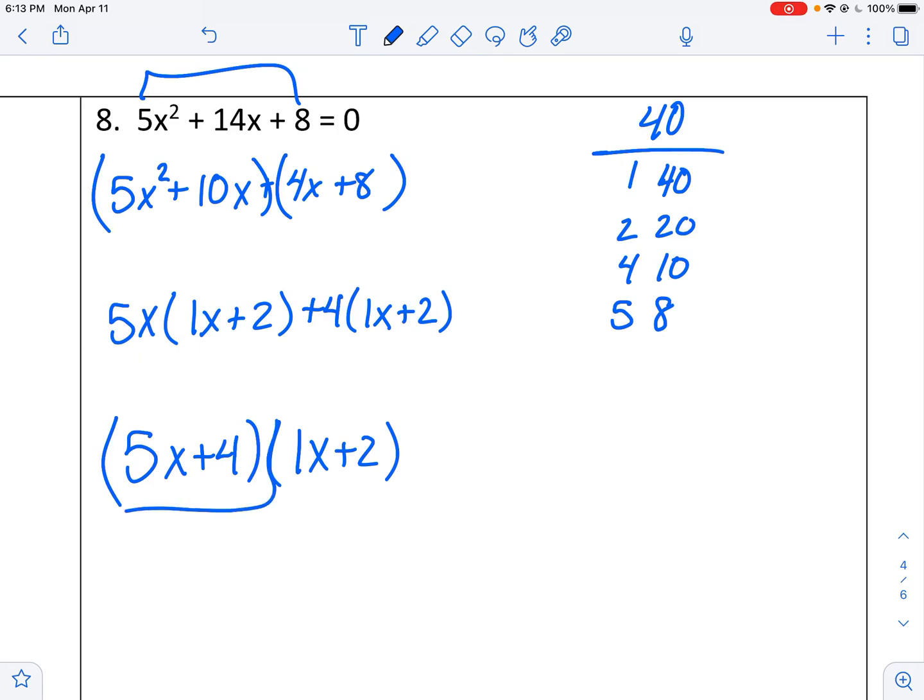Now, I could just check one last time to see if there's anything that I could divide out of both. You know, is there any number that I could divide out of 5 and 4? No. Is there any number that goes into 1 and 2? No. So that means that I am completely factored, but it's not necessary to do that if you remember to check in the beginning if there's any number that you can divide out of both parts.